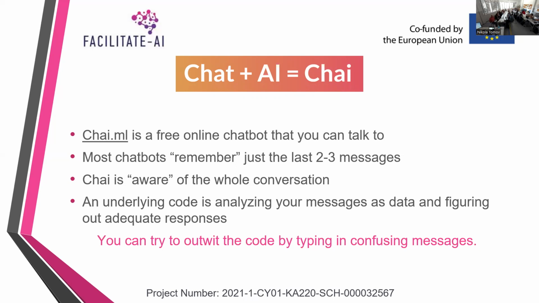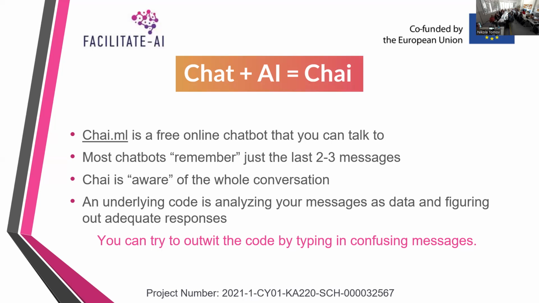And here I've given you an example of a chatbot called Chai, which is a combination of chat plus AI. It is a free online chatbot that you can talk to. Most of the chatbots used for businesses, for example, only remember the previous 2 or 3 messages that you send them, but Chai is actually aware of your whole conversation, which means that the machine learning algorithm behind it is really quite complex.